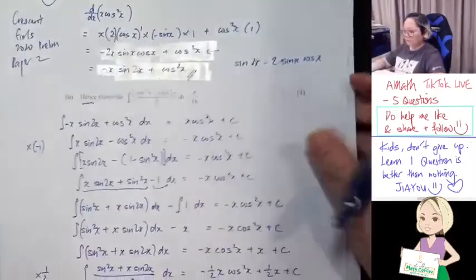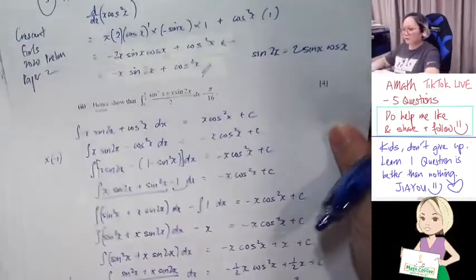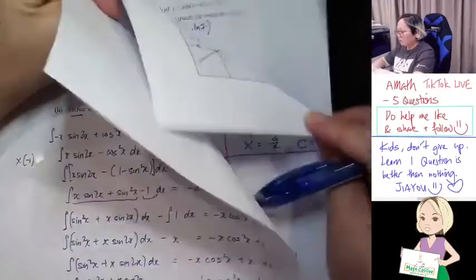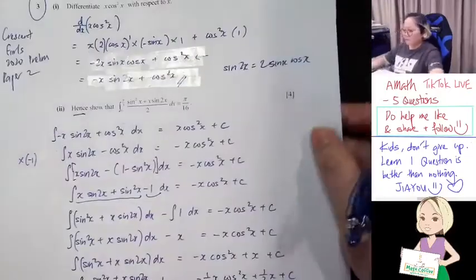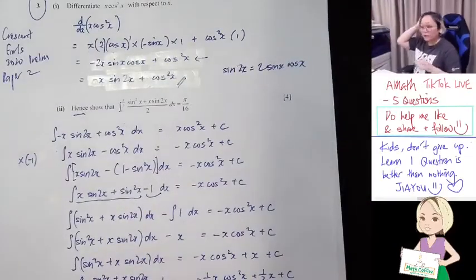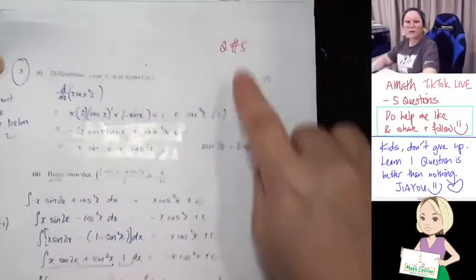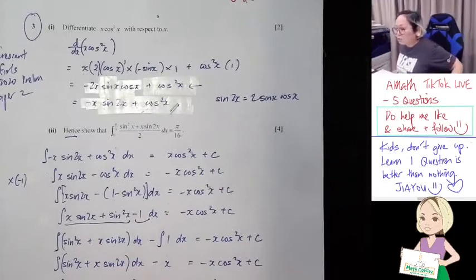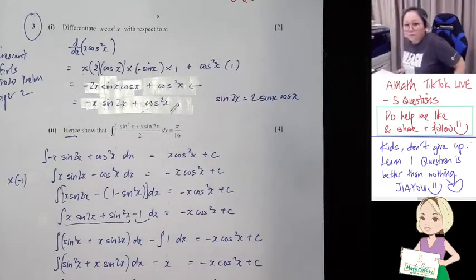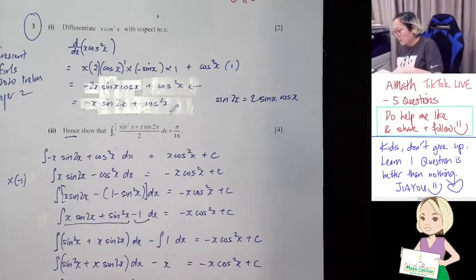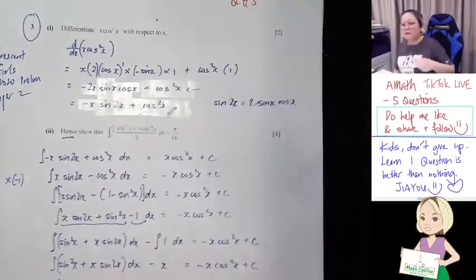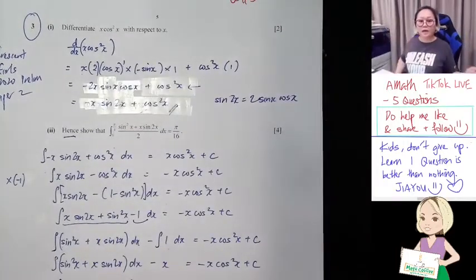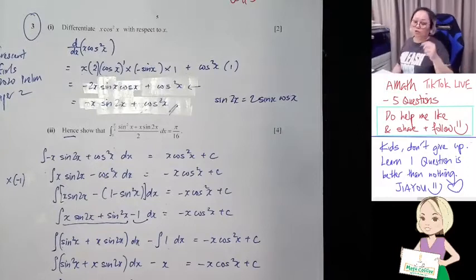Let me see what's the next question. Actually, we are done with 5 questions, but I mentioned that there will be bonus questions. So today, I think I will do 1 or 2 bonus questions. One will be linear law, and the other one is area under the curve. You all choose, because I might do 1, I might do 2.